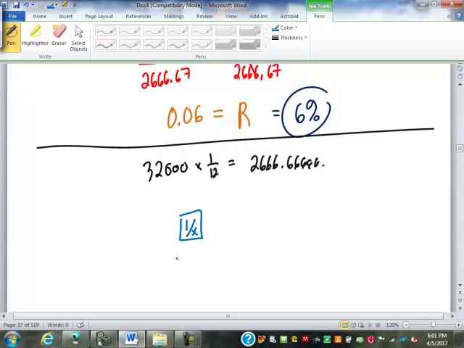Okay. Yeah. You're going to press that key, then you're going to do times 160. That should give you the 0.06.